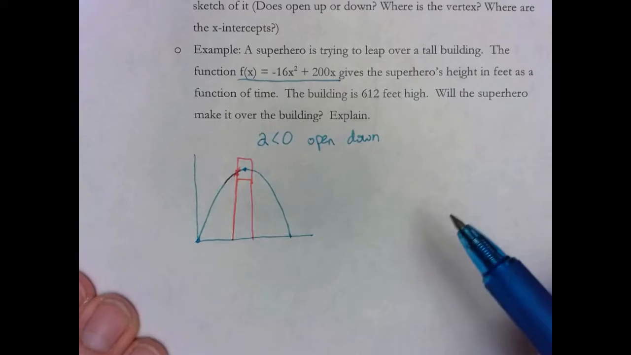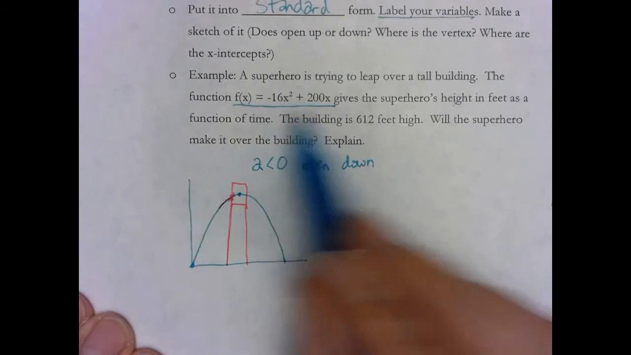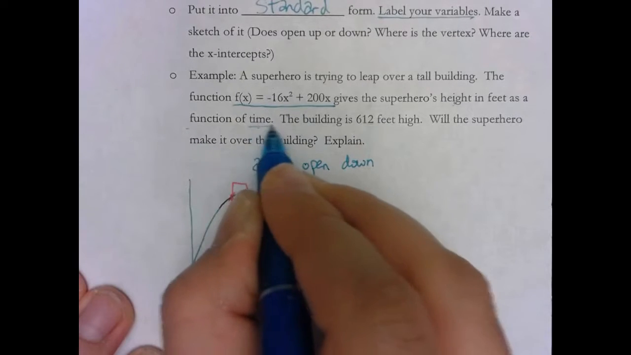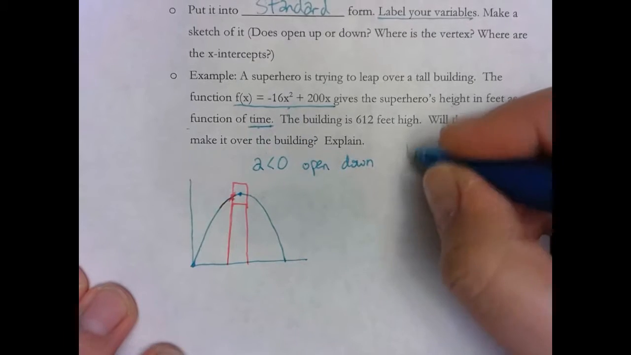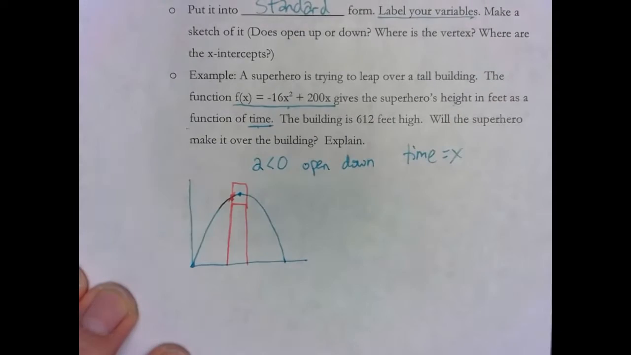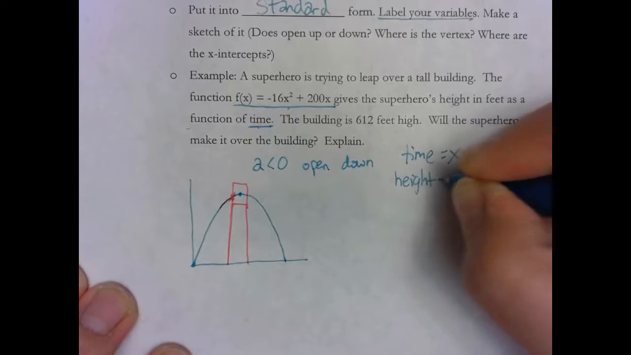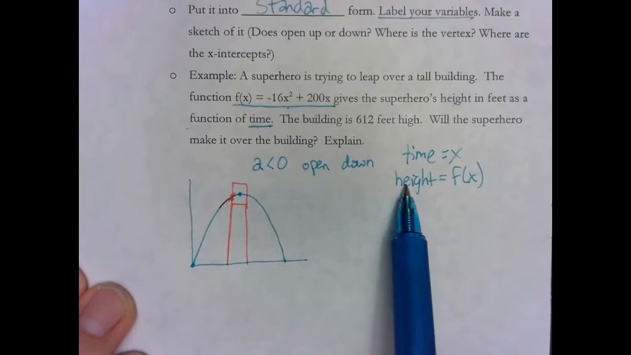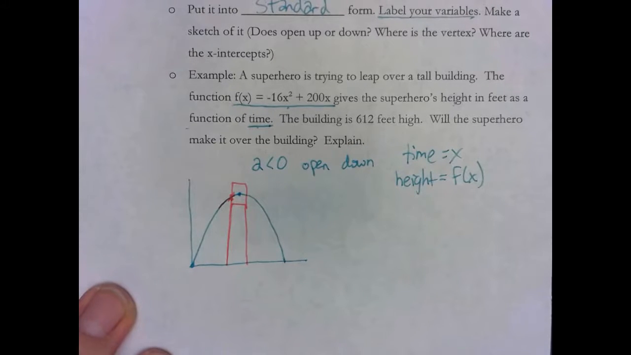Well, I forgot to label my variables. It says this is a function of height as a function of time. So if we say function of time, that's our dependent variable. That's our x. So let's make a note. Time is x. Well, that means f of x is our height. So we're worried about the height, right? So we need to find the y value of our vertex. Well, to find the y value, we got to find the x value first.